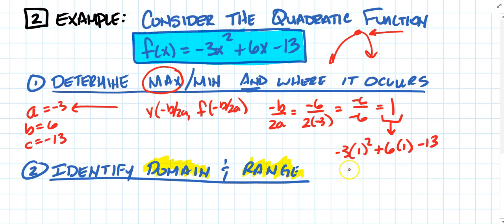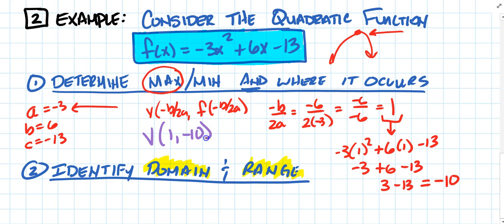This is going to give me 1 squared is 1, so that's just negative 3 plus 6 minus 13. Negative 3 plus 6 is a positive 3, minus 13. That gives me a value of negative 10. So I have found the location of the vertex. It is located at the value 1, or at the point 1 comma negative 10. Okay, so the vertex has a maximum and it's located at the point 1 comma negative 10.